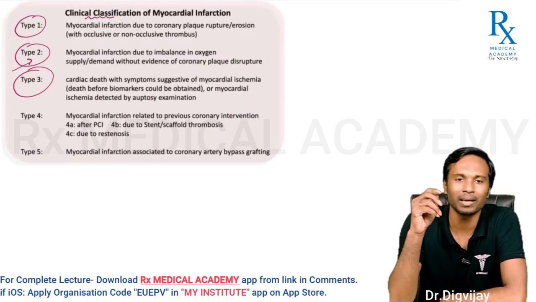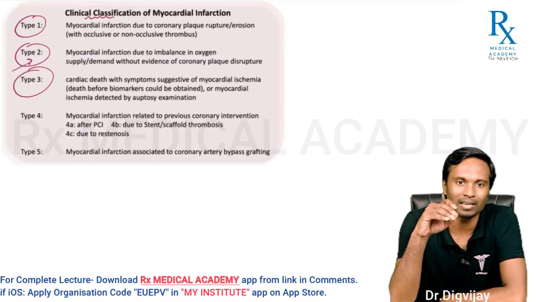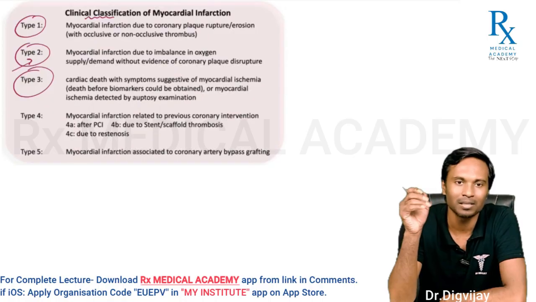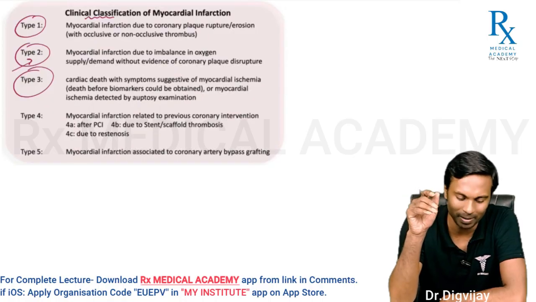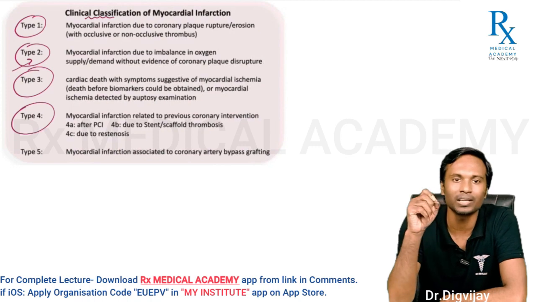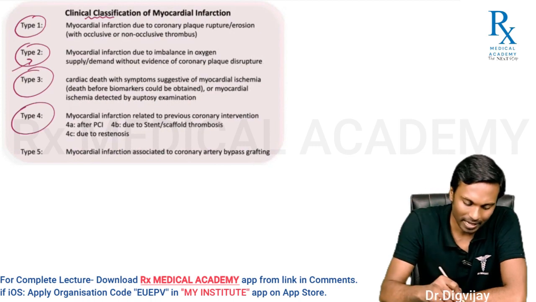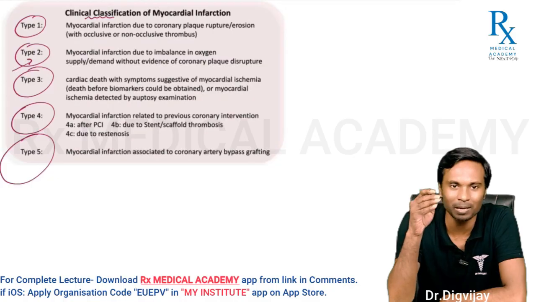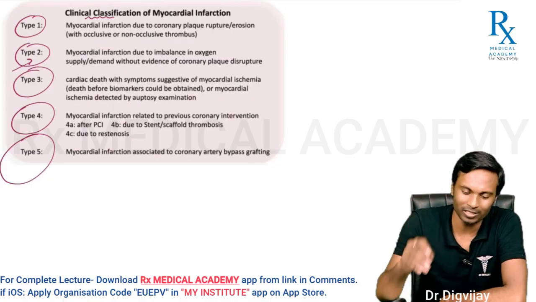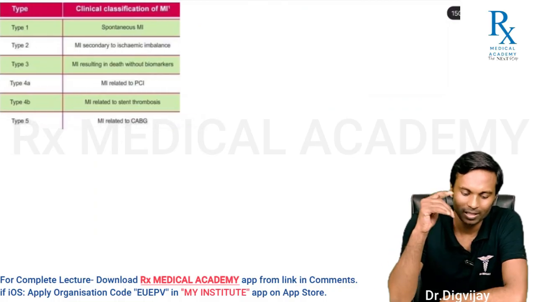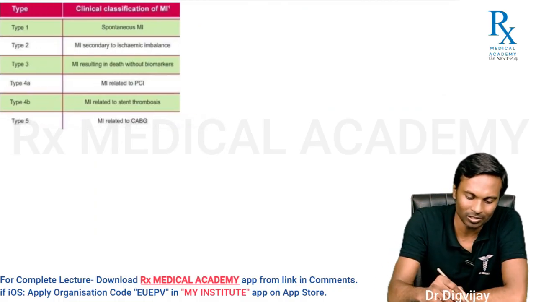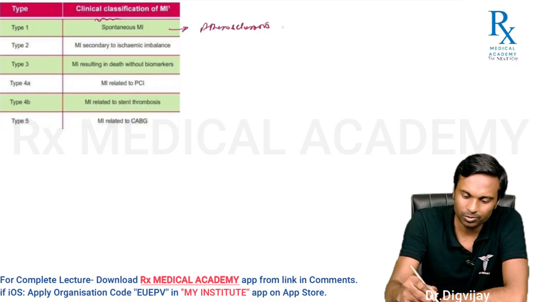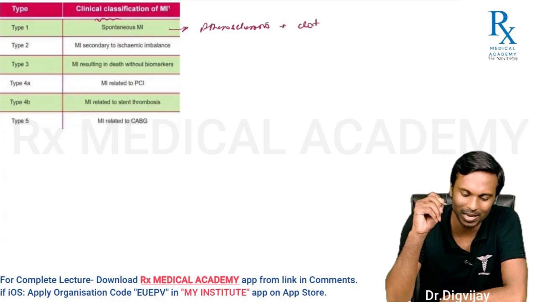Type 3 MI is that MI in which probably death has occurred due to MI, but you could not send cardiac biomarkers. Before sending cardiac biomarkers, your patient expired. Type 4 is related to percutaneous intervention, that is your angioplasty, and type 5 is related to coronary artery bypass graft. So how are you going to memorize all these things? Let's make a mnemonic. Now you have 5 types of myocardial infarction on the basis of clinical classification. First is myocardial infarction due to atherosclerosis followed by plaque rupture, followed by clot formation. This is typical MI, this is type 1 MI.